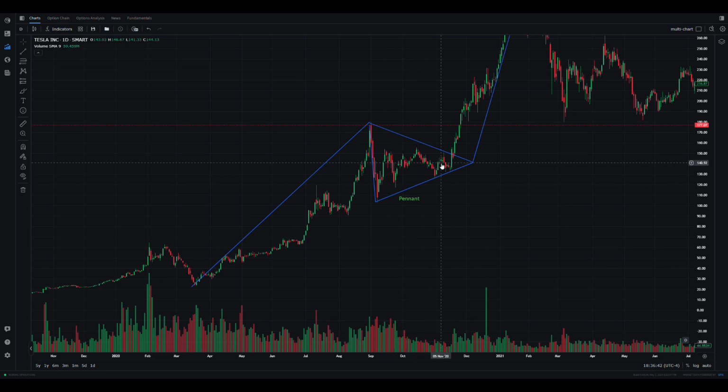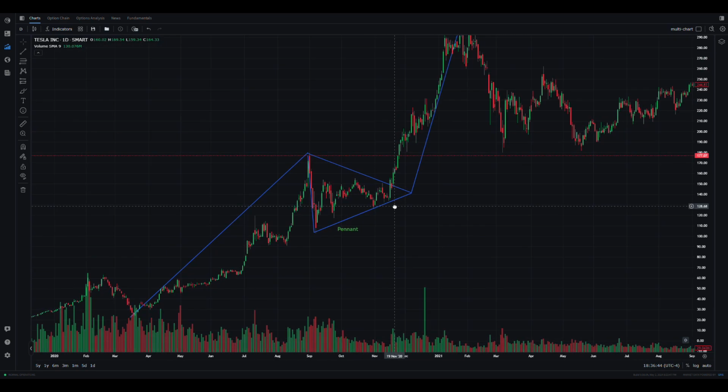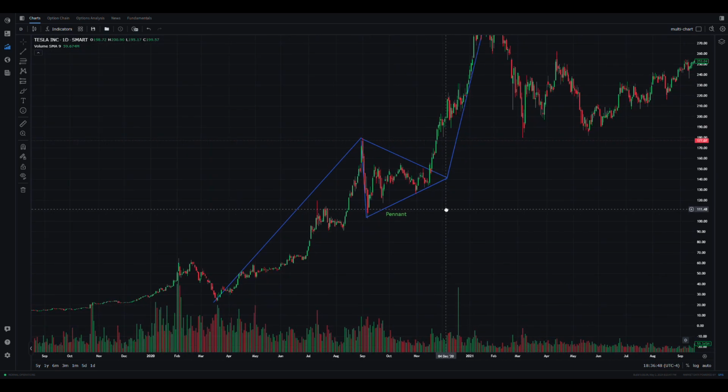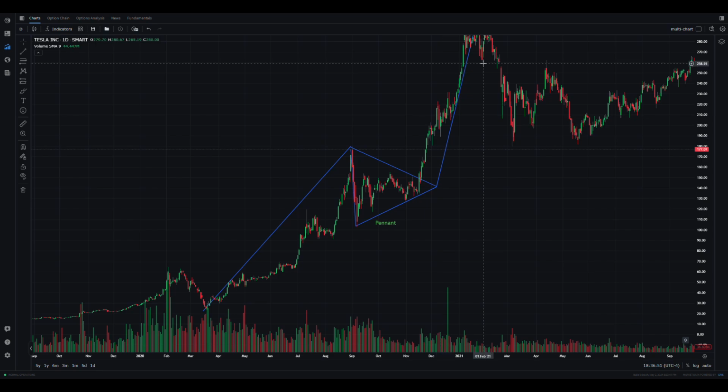The flag and pennant patterns are considered continuation patterns because they often lead to a breakout in the direction of the preceding trend. Once the consolidation phase is complete, traders anticipate a resumption of the initial trend. The breakout is confirmed when the price moves beyond the boundaries of the flag or pennant pattern, accompanied by an increase in volume.